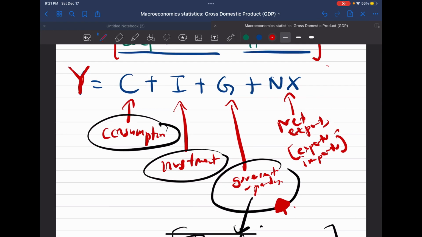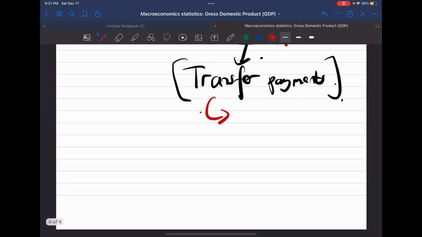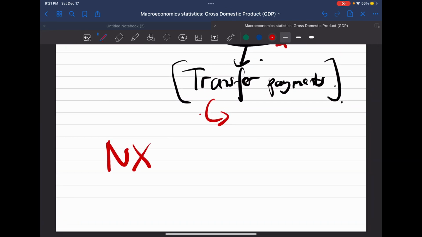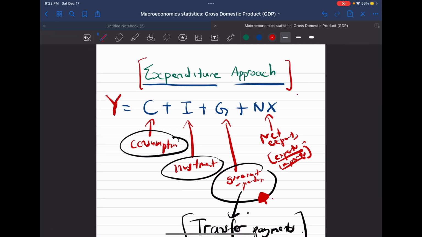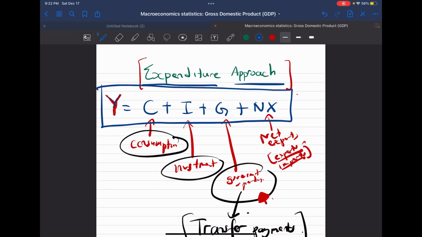And net exports is very intuitive. It's exports minus imports, right? And you get net exports. So normally people write NX = X - IM. In this case, X is exports and IM is imports. And with all of that, then you get how to calculate the GDP via the expenditure approach, right? So GDP, Y = C + I + G + NX.